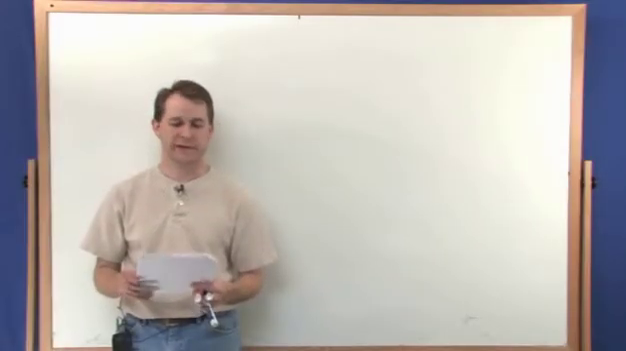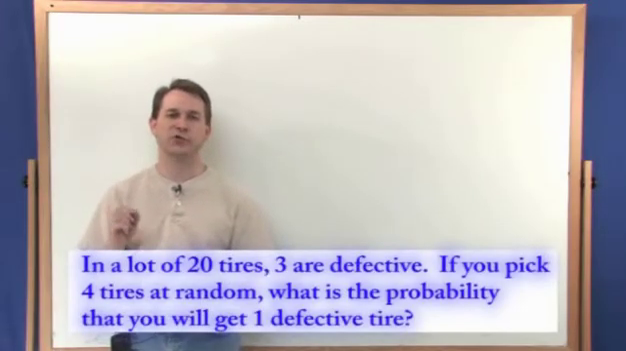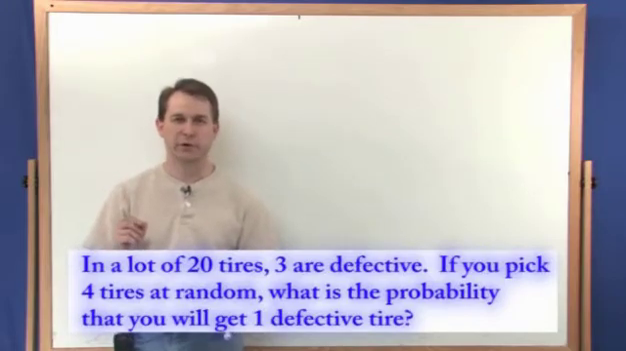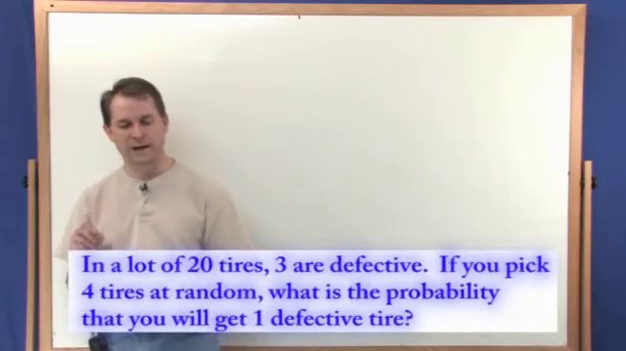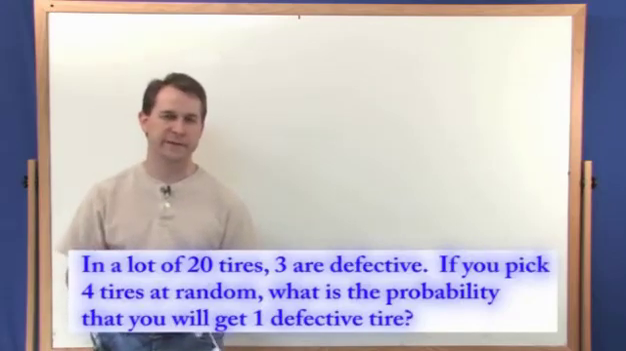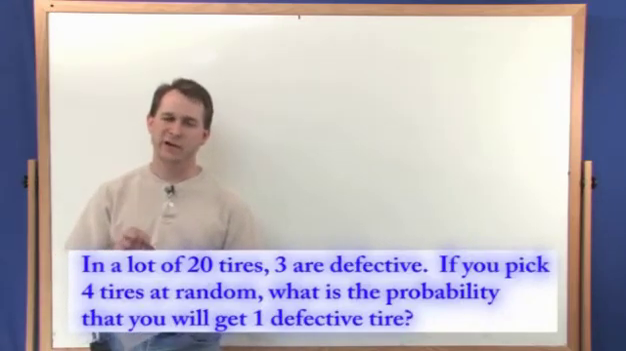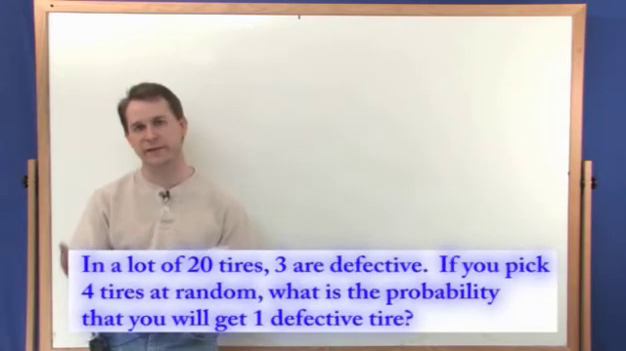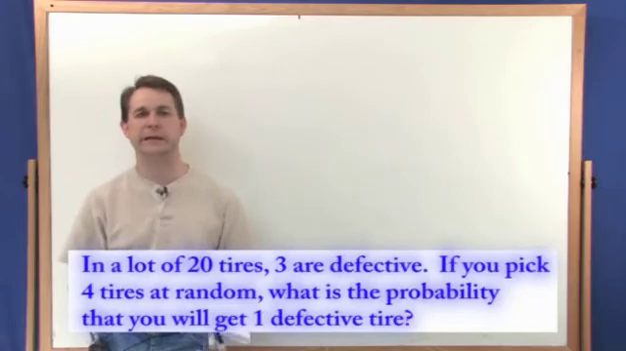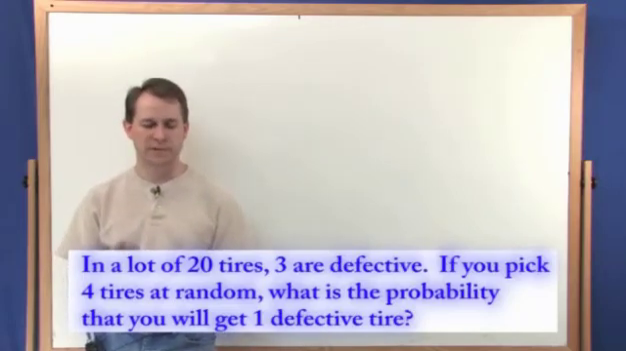The final problem in this section says, in a lot of 20 tires, 3 of them are defective. If you pick 4 tires at random, what is the probability that you will get 1 defective tire? So again, it doesn't quite fit the mold of the simpler problems in this section. There's just too much information just to pick your success and pick your total number of outcomes really simply and divide them. So you need to think a little more deeply.